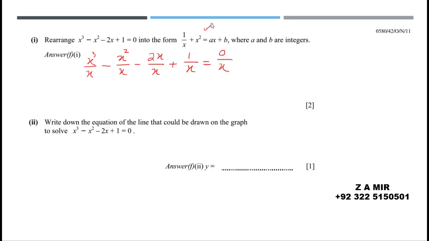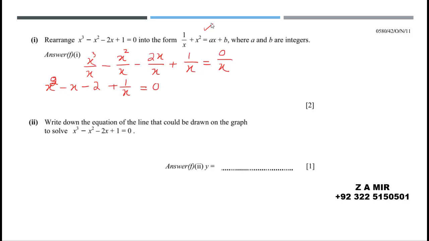So what will happen now? X cancels with x cube. We will have x square now, and this cancels with this. We have just x, and now we will cancel this x with this. We have 2 minus 2, and we will have the same. It is as it is, 1 over x, and 0 over x is 0.